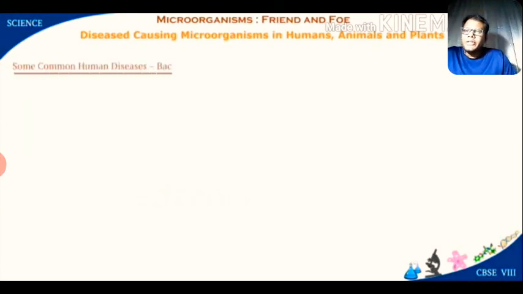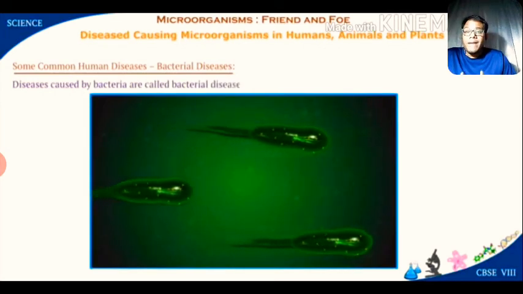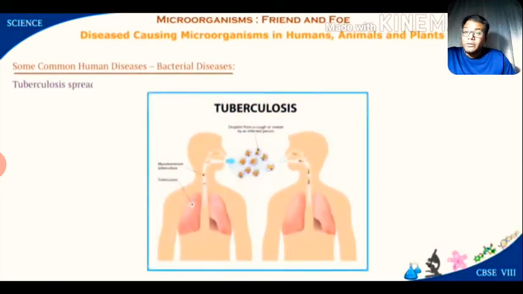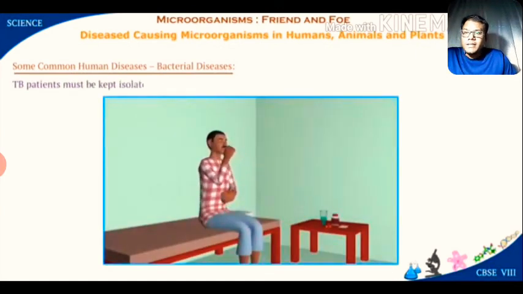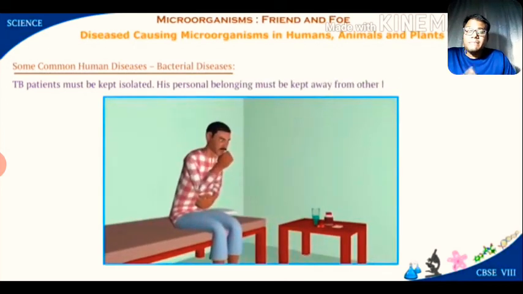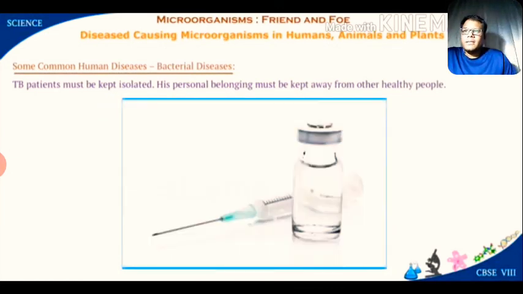Some common human diseases. Bacterial diseases. Diseases caused by bacteria are called bacterial diseases. Tuberculosis spreads through air. A TB patient must be kept isolated. His personal belongings must be kept away from other healthy people. Vaccination at a suitable age may prevent tuberculosis.